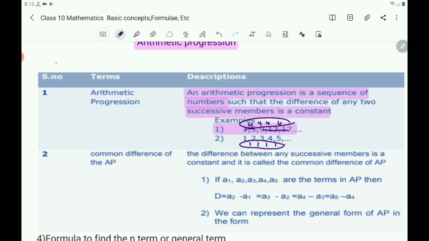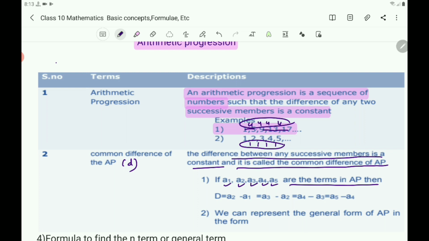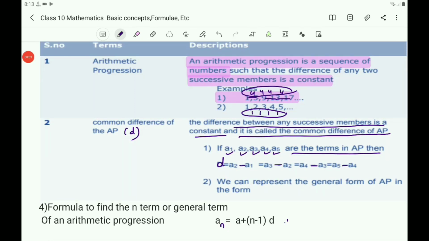The constant difference between any successive numbers is called the common difference. If a1, a2, a3, a4, a5 are the terms of the AP, then the common difference d equals a2 minus a1, equals a3 minus a2, equals a4 minus a3, equals a5 minus a4. You must know this. The first term of an arithmetic progression is generally denoted as a. Here a means a1, that is the first term.